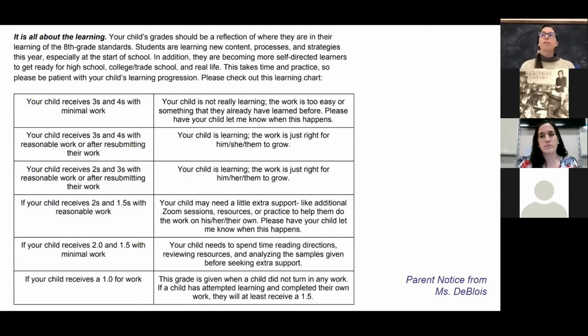So we have parents right off the gate in September, October, emailing me upset that their child isn't getting 4s because they've always been a 4 student. So this kind of helps to show everyone that if your child is receiving 4s right off the gate, then I'm probably boring them and they probably already knew it.